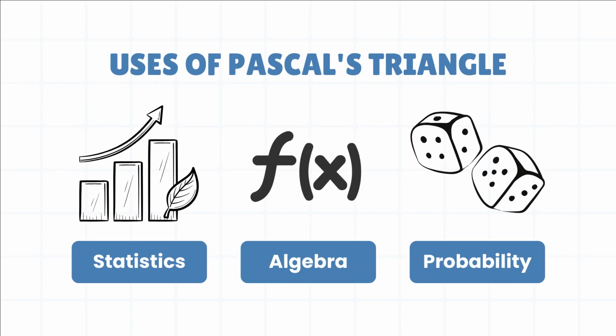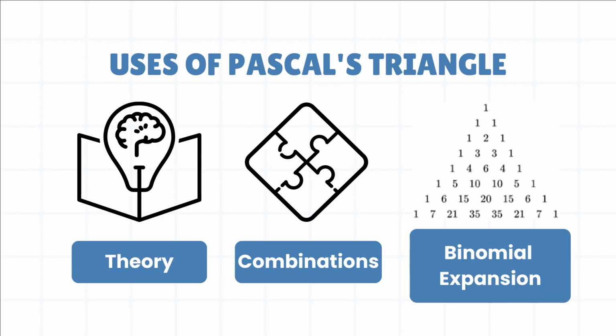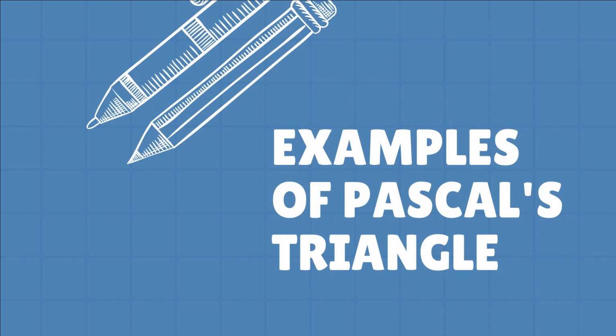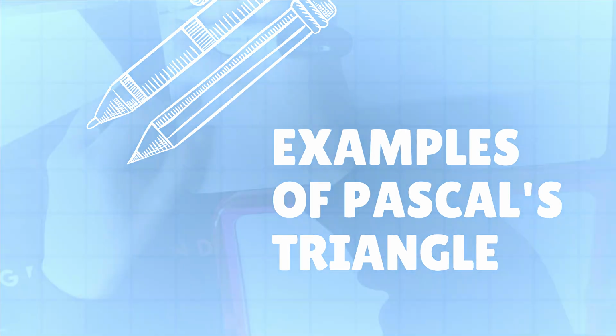Now, when we apply Pascal's triangle, there are different ways where we can use this. For example, in statistics, in algebra, probability, in theories, even combinations, and of course, binomial theorem. Now here are some examples regarding Pascal's triangle. We have example number 1.